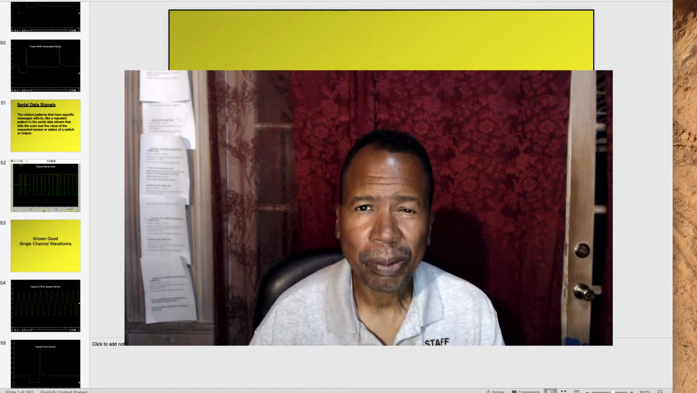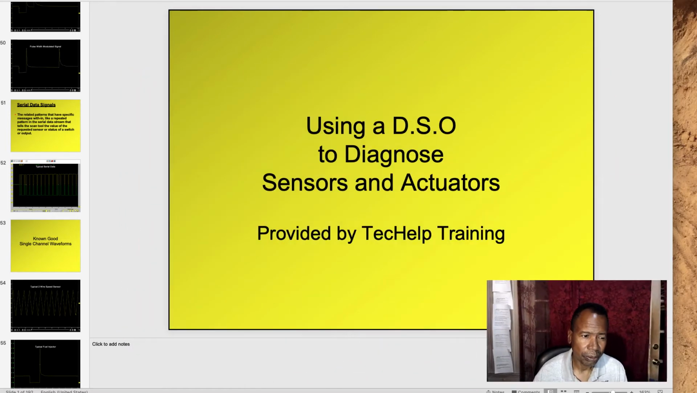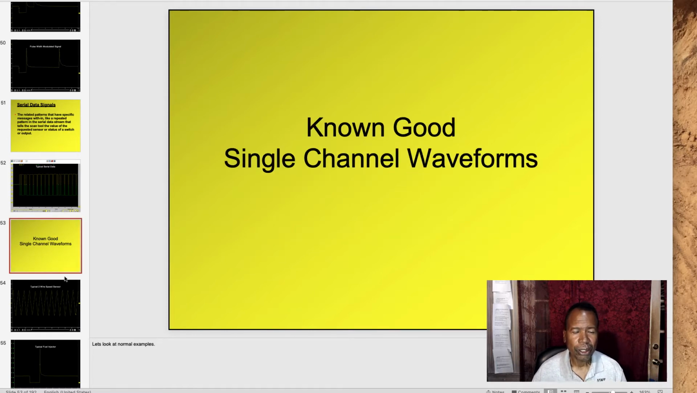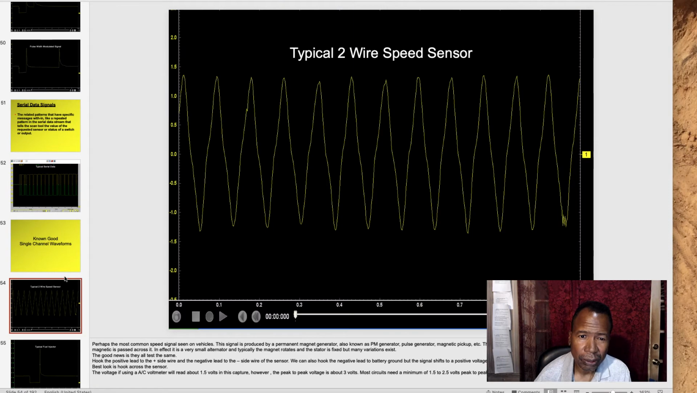Now we're going to talk about known good waveforms. Welcome to the class, so let's get to it. We're going to talk about known good waveforms on a single channel lab scope. This is a waveform of an AC signal, permanent magnet.